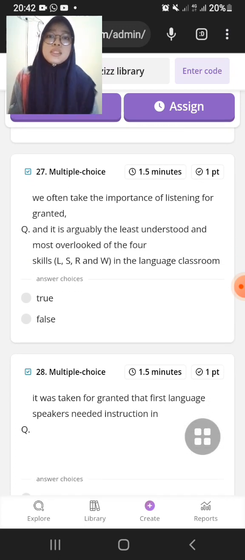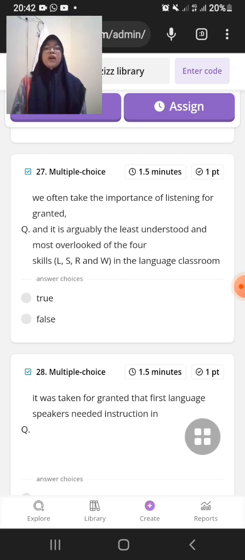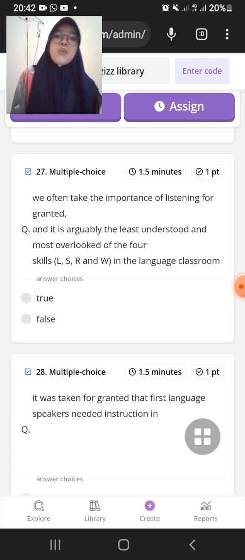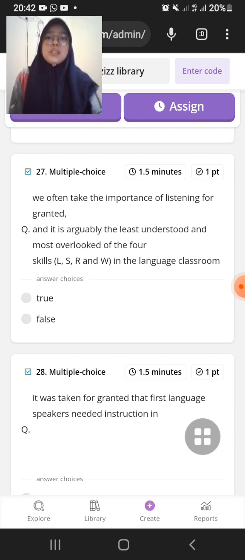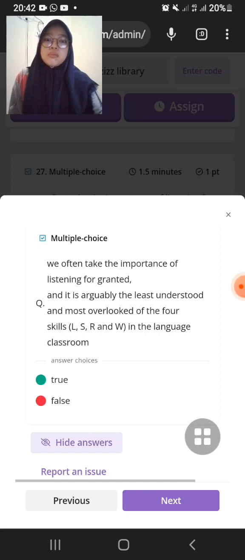Question number 27. We often take the importance of listening for granted, and it is arguably the less understood and most overlooked of the four skills L, S, R, and W in the language classroom. The answer is true. This is true because we only rely on frequent listening just like that and ignore the first skill.